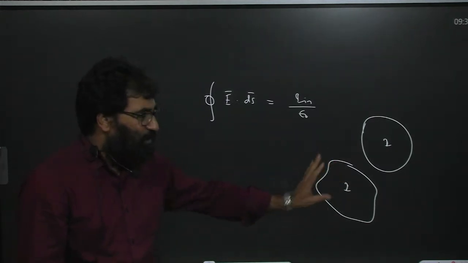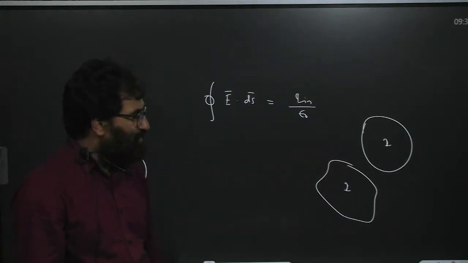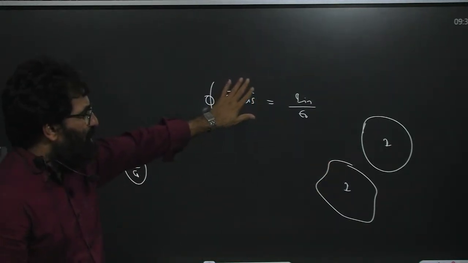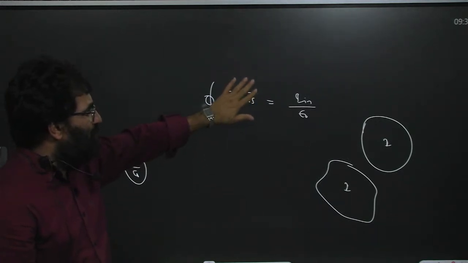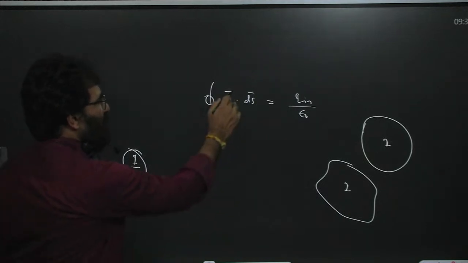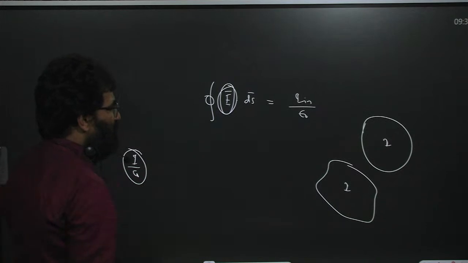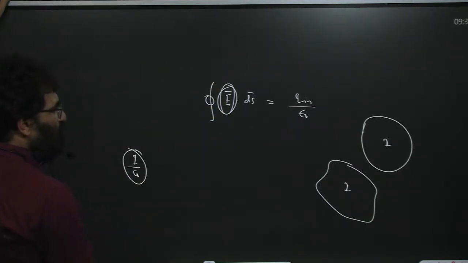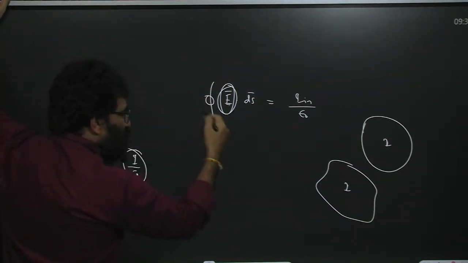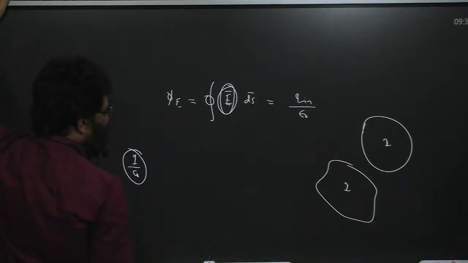Flux is independent of the shape and size of the Gaussian surface. Flux is always constant, whatever the value may be: the integral of E dot ds equals the charge inside the Gaussian surface divided by epsilon naught. Here, the electric field we are finding is not only due to inside charges; it can be found using just Coulomb's law, and this field is due to outside charges also. This is called electric flux.